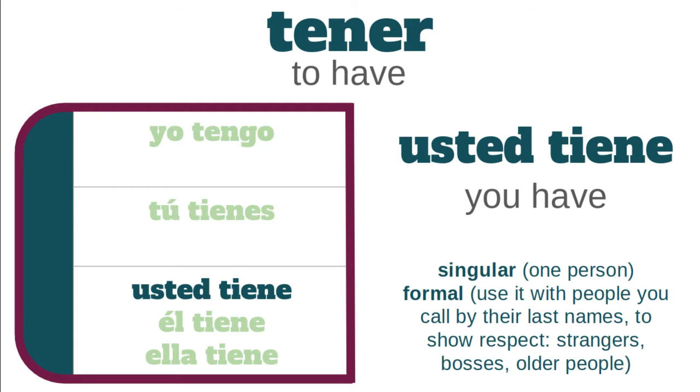Usted tiene also means you have. Usted tiene. And the usted form of you is also singular, talking about one person, but we use it when we're talking in more formal situations, such as with people we call by their last names, with strangers that we don't know, with bosses or other people that we want to show more respect to, and with older people. Usted tiene.